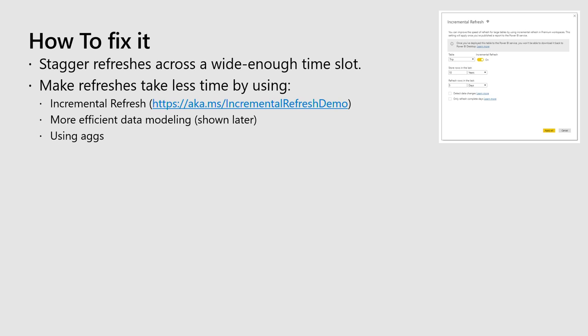Using aggregations is a technique to report really large data sets based on associating with a Spark cluster, and it's quite complex, but it's preventing the need to refresh large data sets, and therefore preventing other refreshes from not being able to use the capacity because other refreshes are running. So that's about making refreshes take less time.